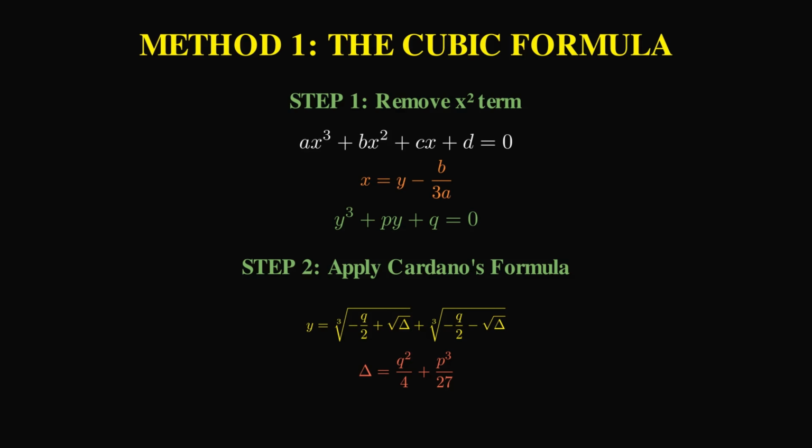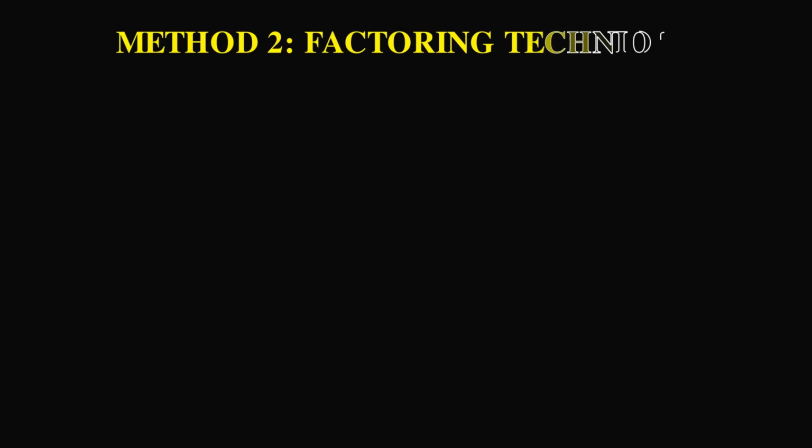The formula is y equals the cube root of negative q over 2 plus the square root of delta, plus the cube root of negative q over 2 minus the square root of delta, where delta equals q squared over 4 plus p cubed over 27. But there's an easier way for many cubic equations, and that's our second method, factoring.